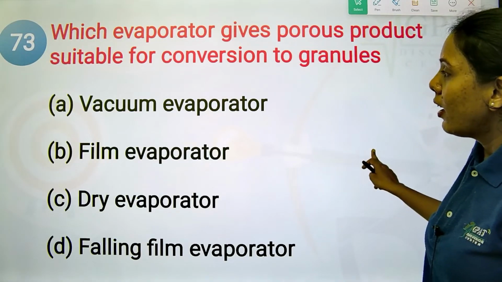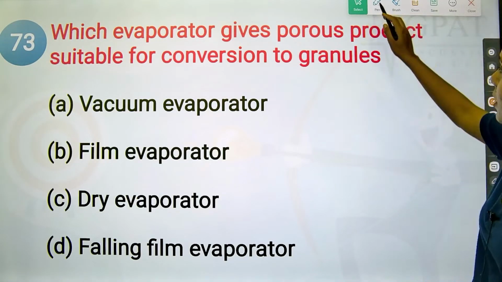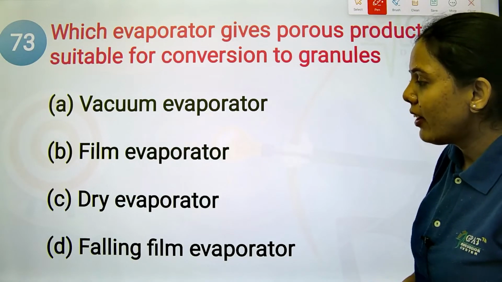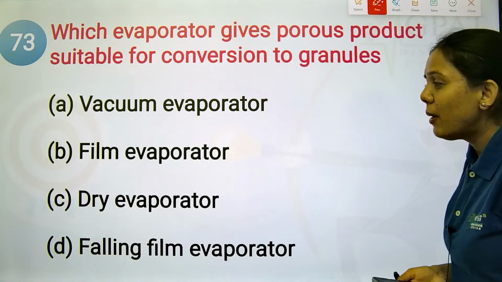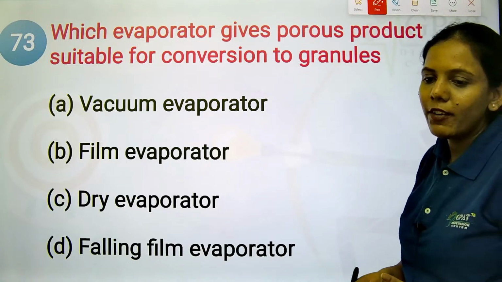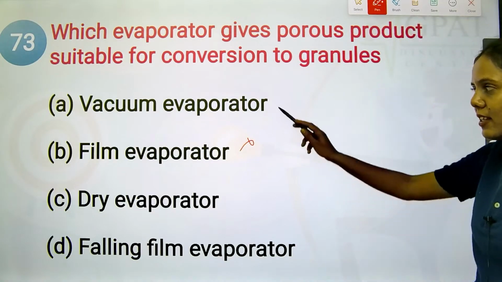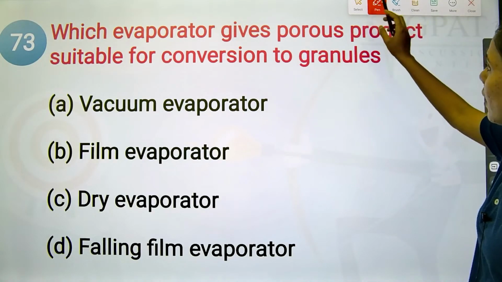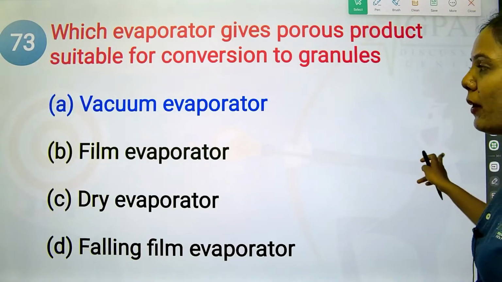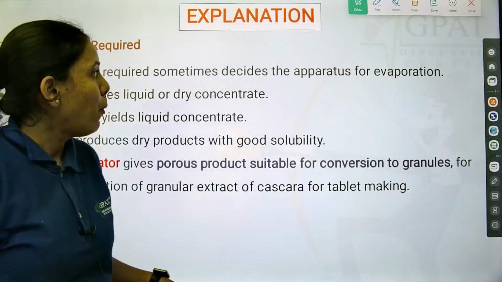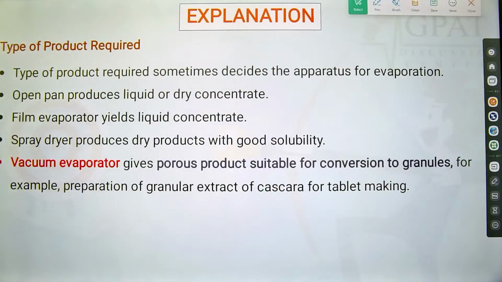Which evaporator gives porous product suitable for conversion to granules? Okay. So vacuum, film, dry evaporator, fall film evaporator is for the liquid, so definitely that will not be there. That forms the film. Vacuum is the right answer, which is used for the conversion to the granules. Because you are reducing the pressure inside, that gives the porous product. It is suitable for conversion into granules. That is the vacuum evaporator.